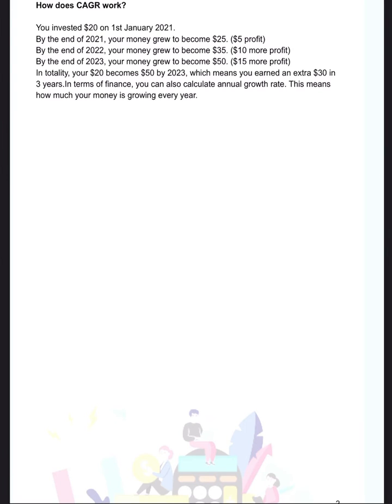How does it work? Well, it's simple. You invested $20, let's say this year on January 1st. By the end of the year, your money is $25. Now, that money is put back in, and by the end of the next year, it's 35, and repeat, and it's 50. And your profit is growing year by year, $5, $10, $15. It's not always this exact amount, and it varies. It depends on how well a company does.